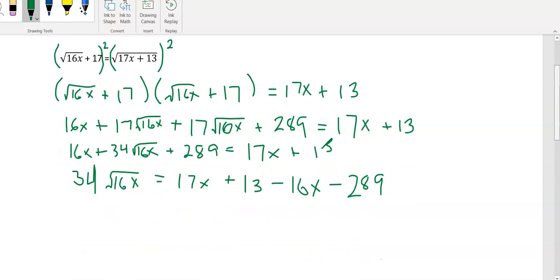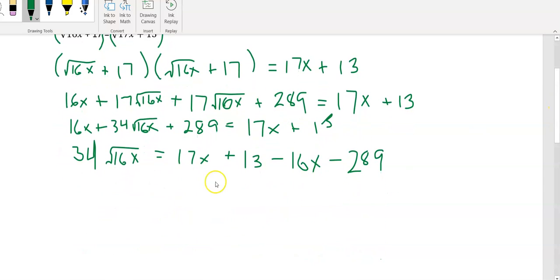All right, now, before I square both sides, let's just clean up the right side. And we can square it with the 34 out front, that's okay. All right, so 17x and negative 16x will just give me plain old x. And 13 and negative 289 will be negative 276. Okay, so that's ugly. All right, now, let's go ahead and square both sides.